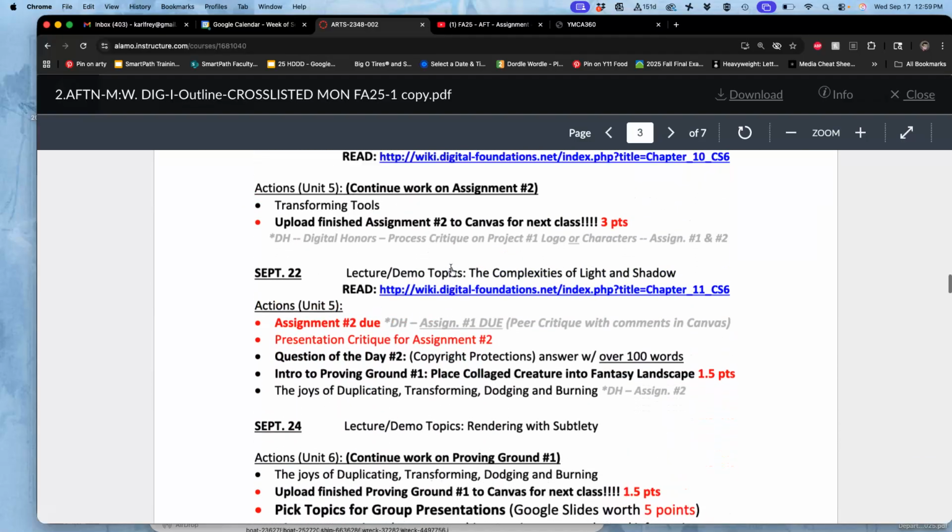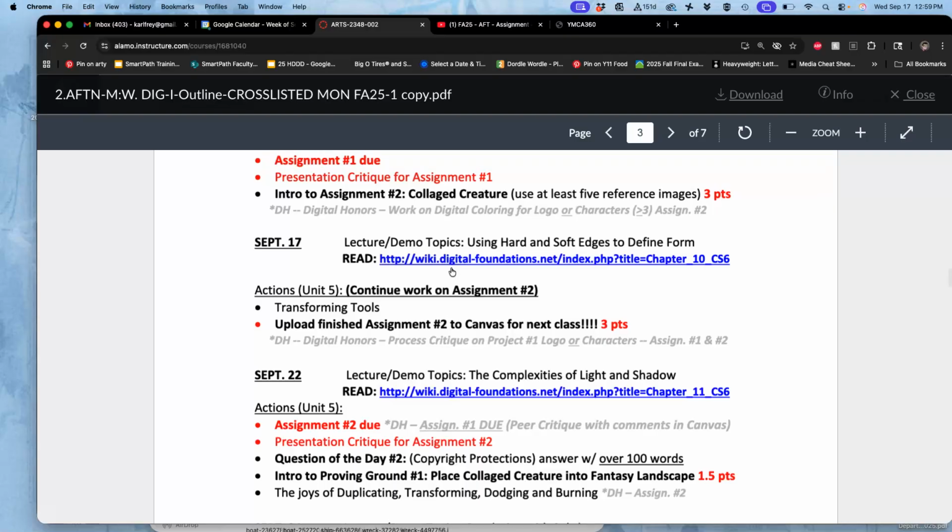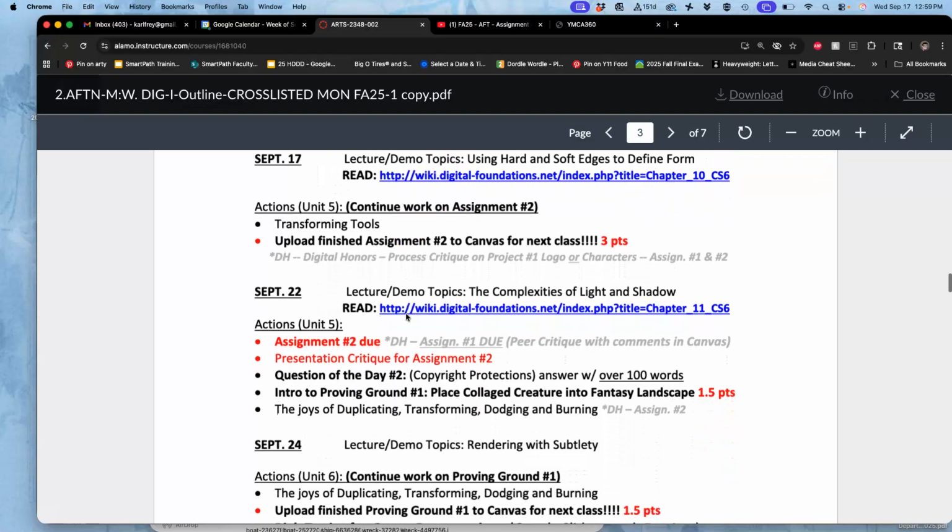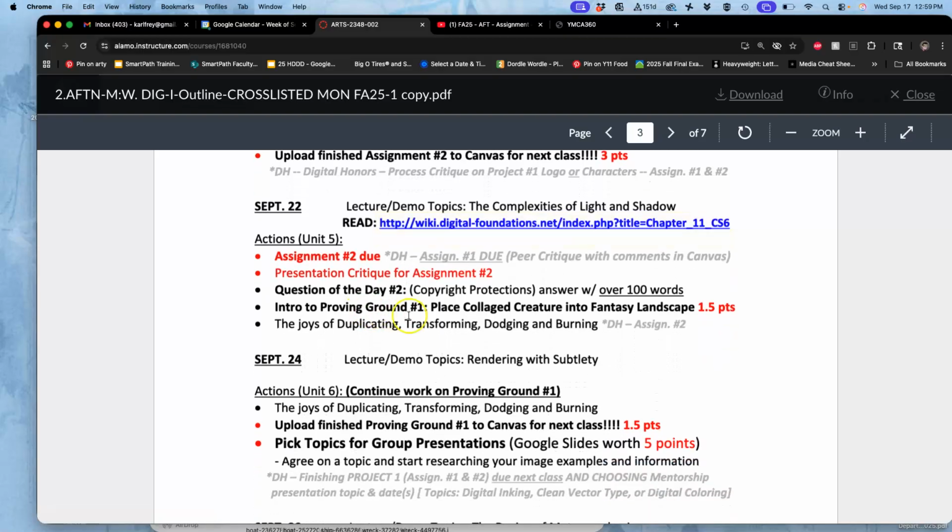Now, why I'm pointing this out, looking ahead a little bit, is that we do Assignment 1, we do Assignment 2, and you would think, well, then we'll do Assignment 3. But instead, we do our first Proving Ground. Now, Proving Grounds are for your Creative Problem Solving badge. And our first Proving Ground is going to combine Assignments 1 and 2 together. It's what I call a Creaturescape. It's worth 1.5 points, but it has very specific rubric requirements for that creative problem solving.